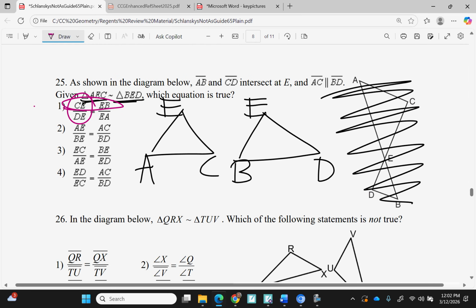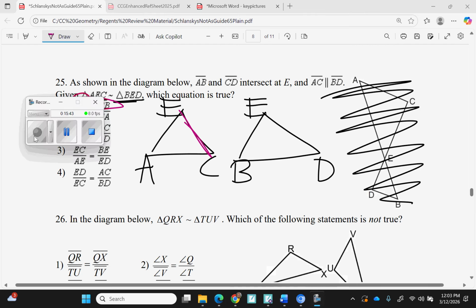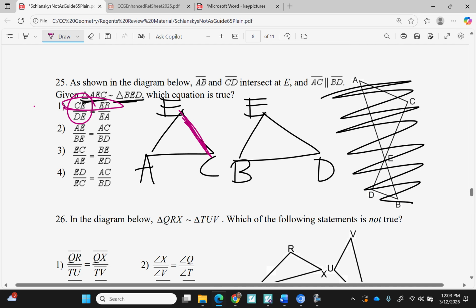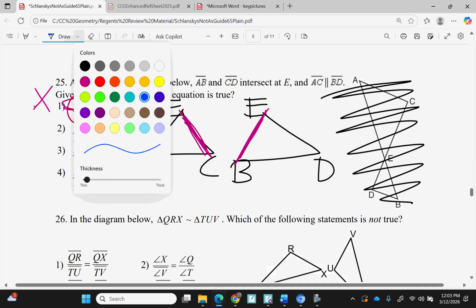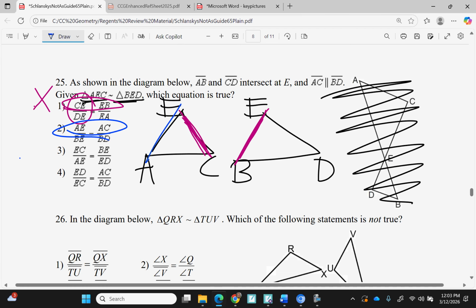So CE, EB. They're not in the same triangle. They don't correspond. This is the right side. This is the left side. So that's not correct. Choice 2, AE, AC. They're in the same triangle. That's good. AE, BE. They correspond. That's good. One direction's in the same triangle. One direction corresponds. That's a correct proportion.